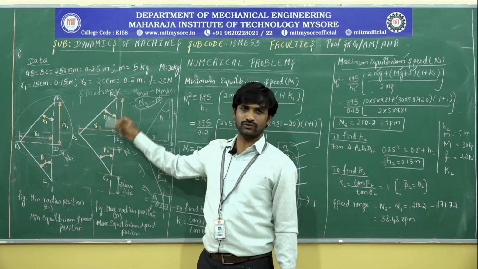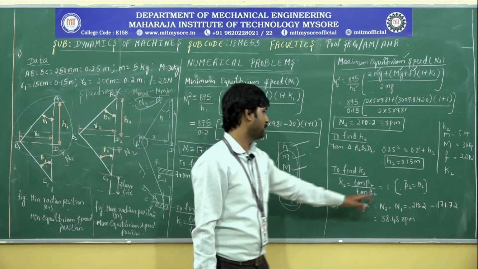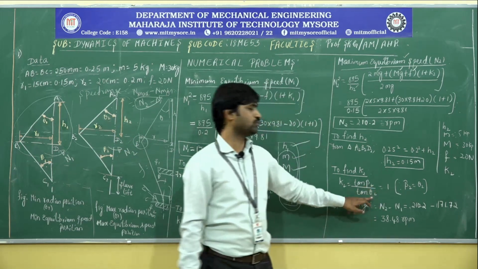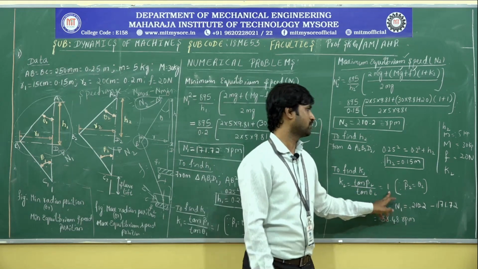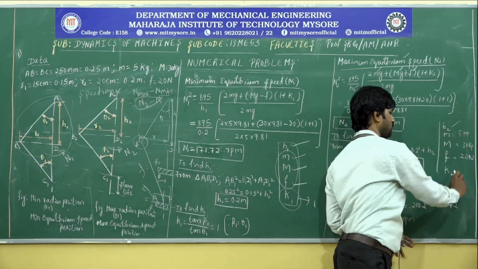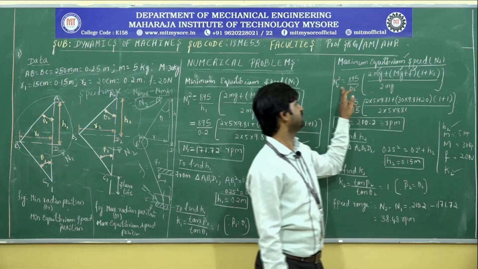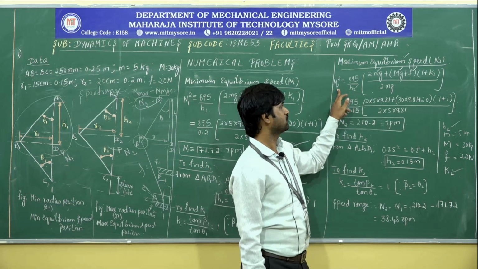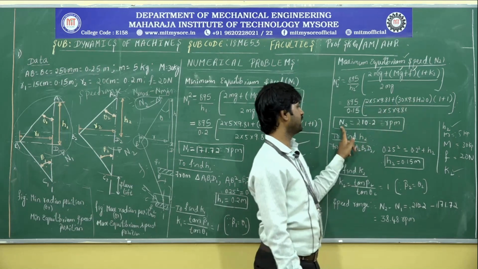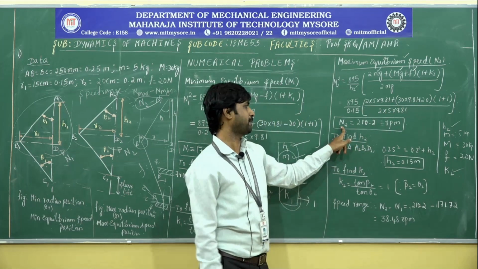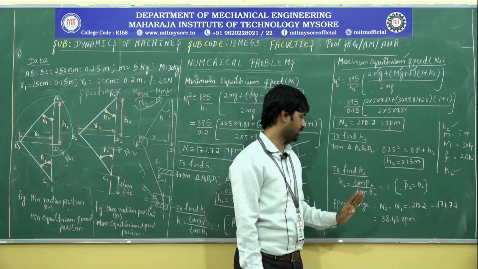Since these two triangles are symmetrical, the value of theta 2 will be equal to beta 2. So when beta 2 and theta 2 are the same, the value of K2 turns out to be 1. So we got the value of H2 and the value of K2. Now substitute these values in the equation for N2 square, and we will get the value of N2, which is the maximum equilibrium speed, as 210.2 RPM.